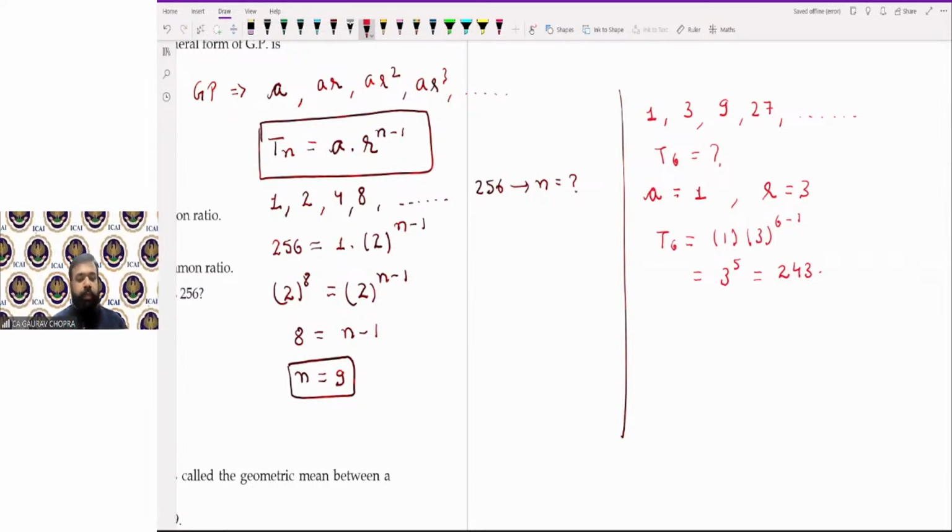So this is example number 2. Example number 2 was done. And then we have taken one additional example from my side. And that is also clear.